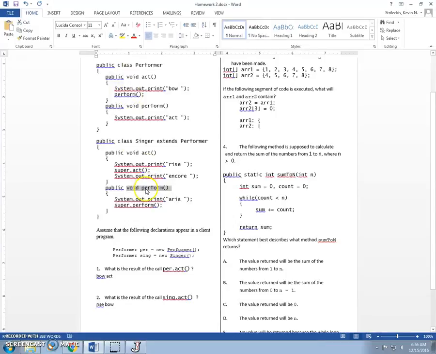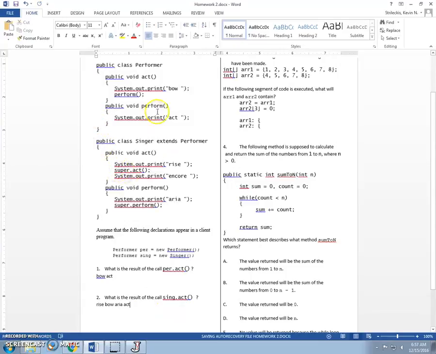Alright, it goes back to the senior class and does the perform method. So then it does rise, bow, aria, and then does the super perform method, so it goes back up to act. And this should probably say like opera singer instead of singer, I'm just now realizing, because opera is more the performance. But anyways, I'm getting off topic.